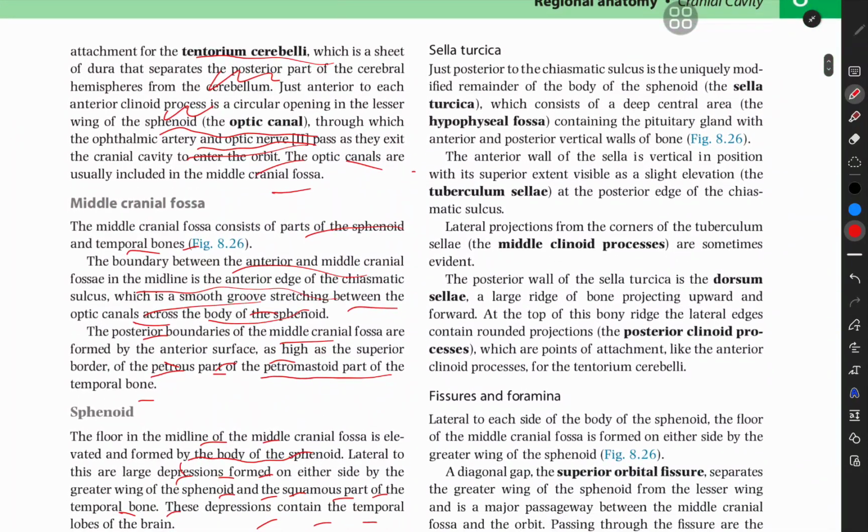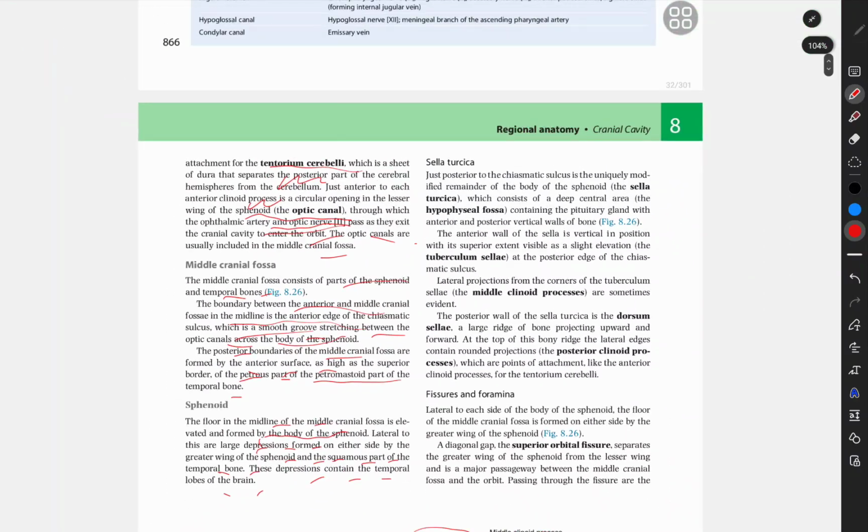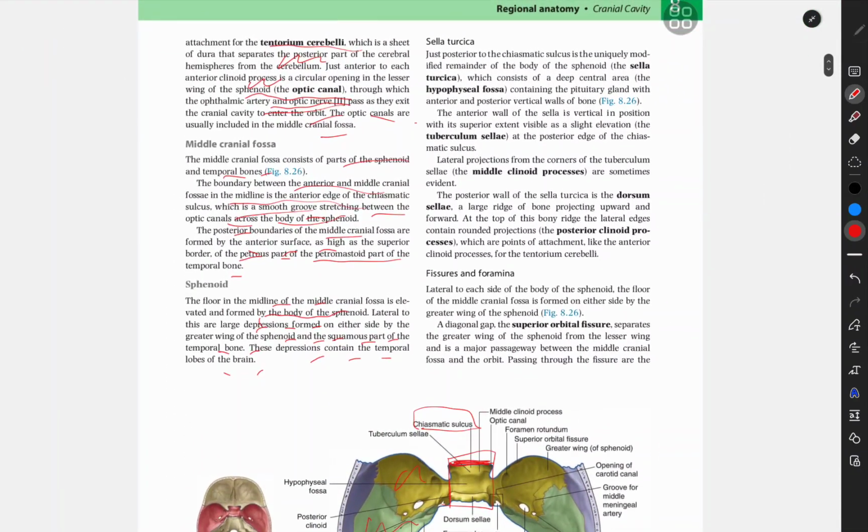Sella turcica. Yeah, Turkish saddle. This part. Just posterior to the chiasmatic sulcus is the remainder of the body of the sphenoid, the sella turcica, which contains a deep central area, the hypophyseal fossa. This one. It holds the pituitary gland, with anterior and posterior vertical walls of bone.